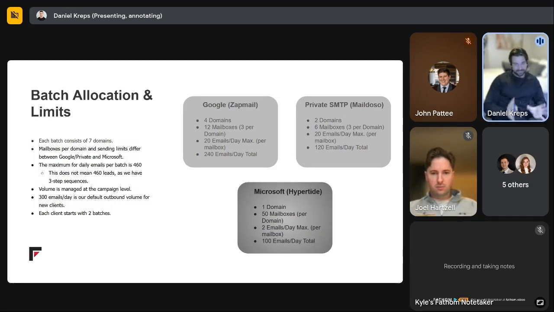The limits differ particularly between Google and Microsoft. So Google and private tend to all be the same, but Microsoft, at least the setup that we use with Hypertide, is a little bit different. They use something called Azure, which is Microsoft's cloud networking function that they host businesses on for their email. The reason it's different is that they try to have this infrastructure where it makes it look like it's a larger company.